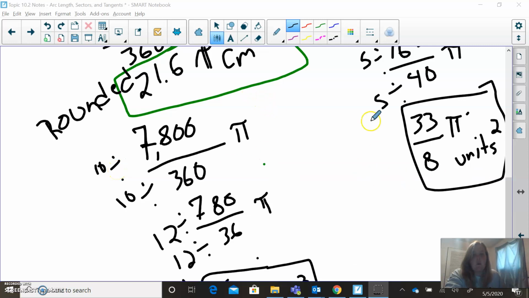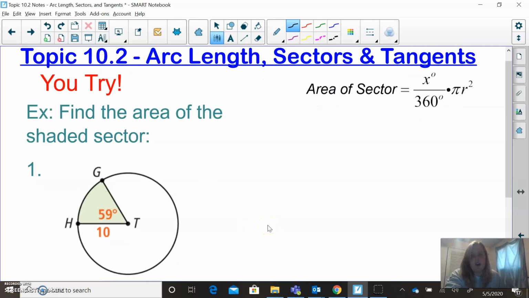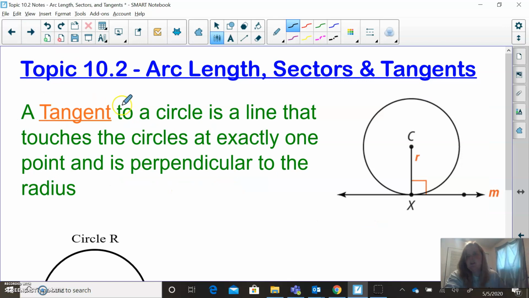Alright guys, so we left off here, so let's keep going. This is your try it problem, same thing, just set it up correctly, make sure the 59 goes in for the X, 10 goes in for R. Alright guys, box your answer for me, okay? Don't worry about that one.